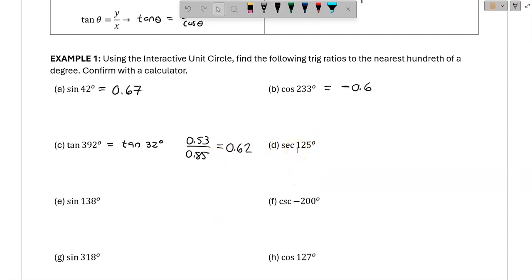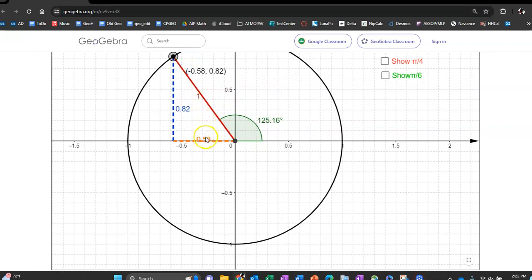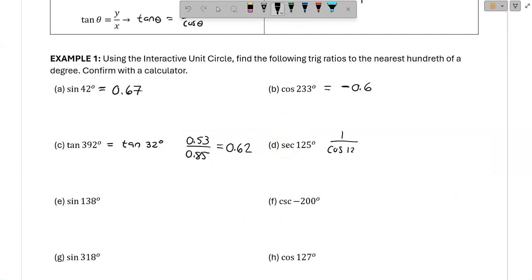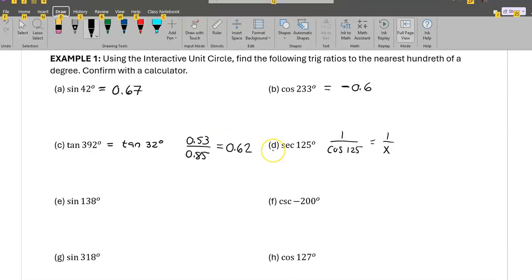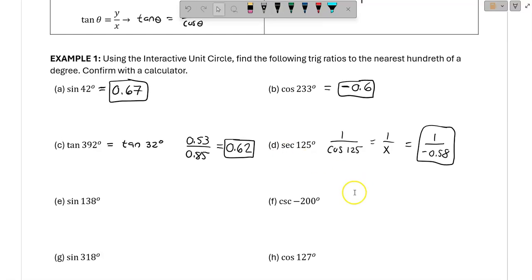So secant of 125 degrees. If I go to 125, just a little short of that, they're asking us to find secant. Now, secant is the reciprocal of cosine, so this is really just 1 over cosine of 125. Since cosine is my x value, let's go find that x value. My x value is negative 0.58. So my answer is 1 over negative 0.58. Of course, you can simplify that if you want. All of these answers would work exactly the same as if you typed it into your calculator.